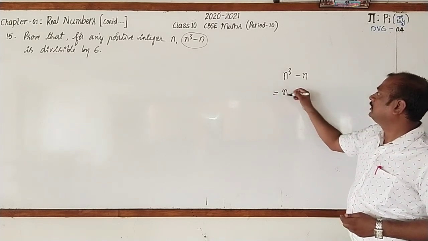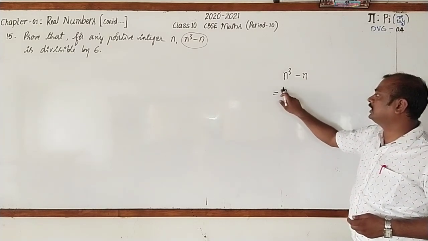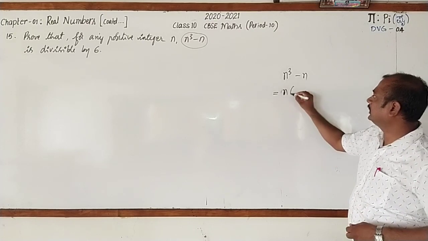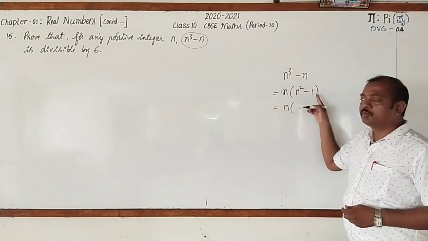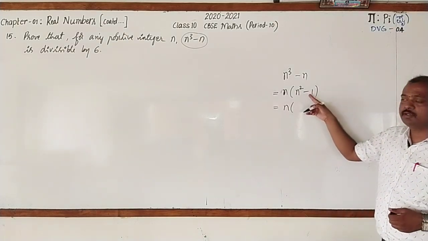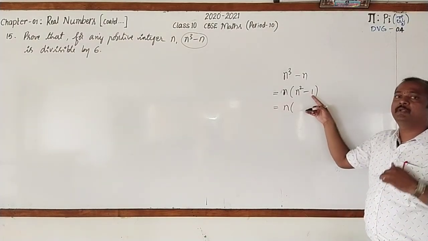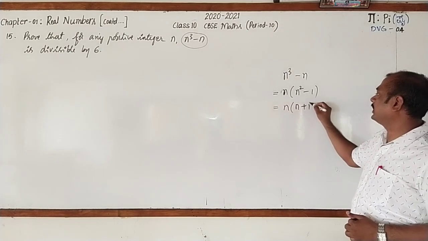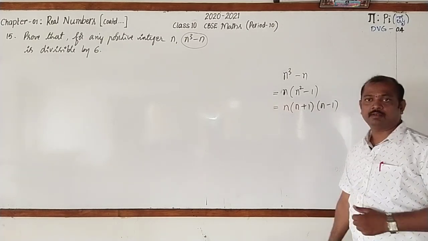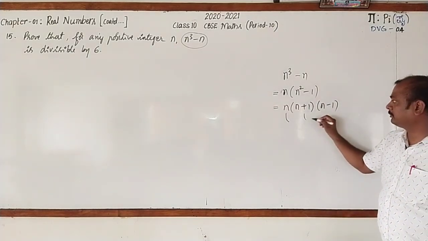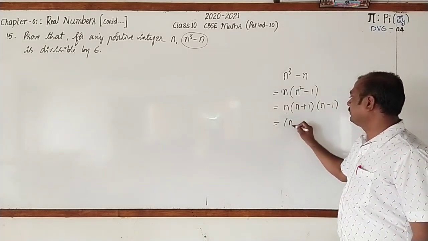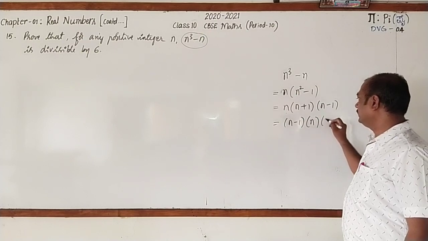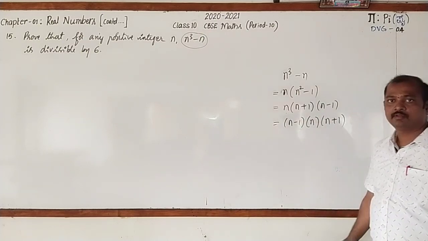Because here in both the terms n is there, hence you can take n as common factor: n into n square minus 1. Now n square minus 1 is of the form a square minus b square, which is a plus b into a minus b. So n plus 1 into n minus 1. Look here, n plus 1, n minus 1 can also be written as n minus 1 into n plus 1.